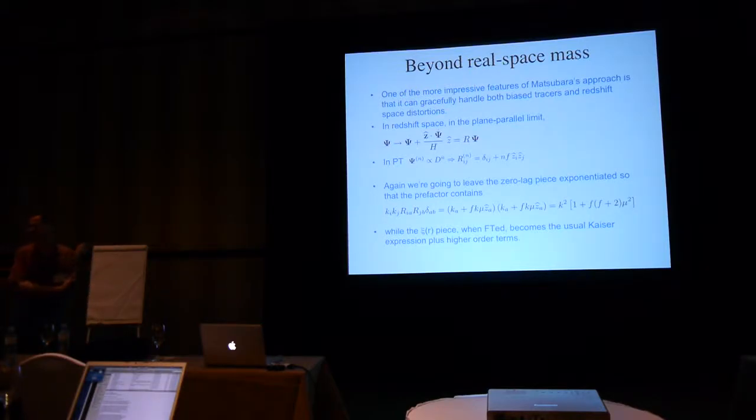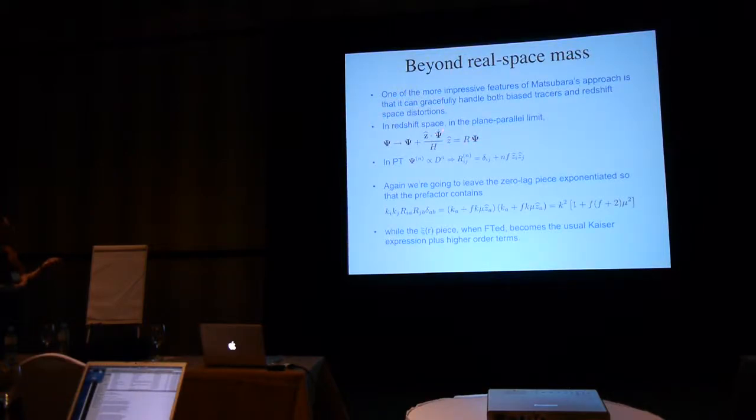Redshift space has always been a real problem for perturbation theory. So in redshift space, if I make the plane parallel limit, you can actually do this beyond the plane parallel limit, but let me just make the plane parallel limit, then all I'm doing is saying that the displacement that I'm actually observing in redshift space is equal to what it really was, plus a component due to the velocity, right, the peculiar velocity. And let me write that as some kind of redshift distortion operator, R acting on psi.